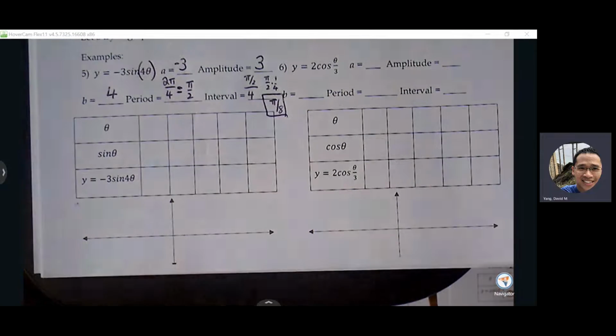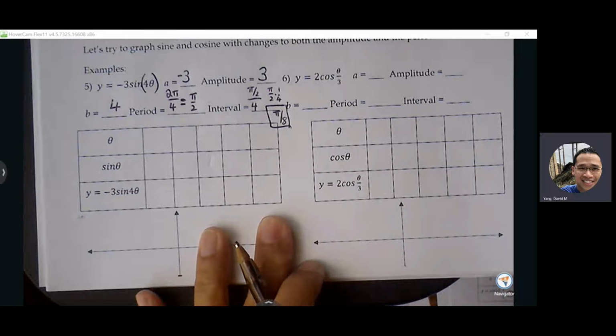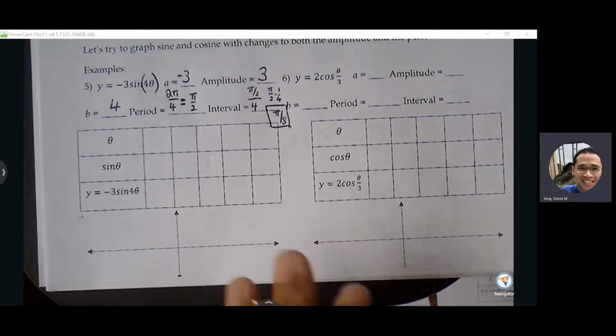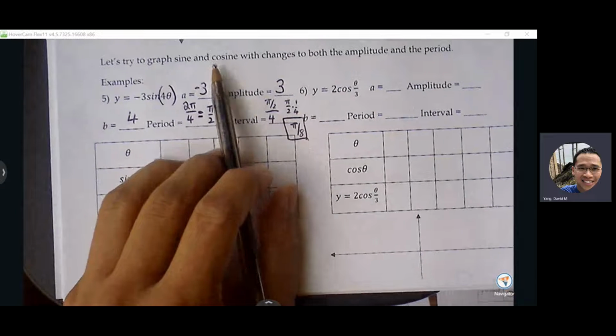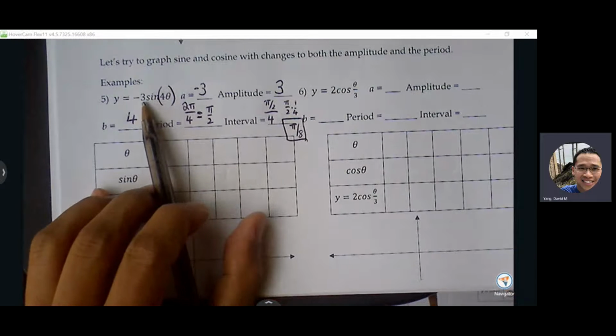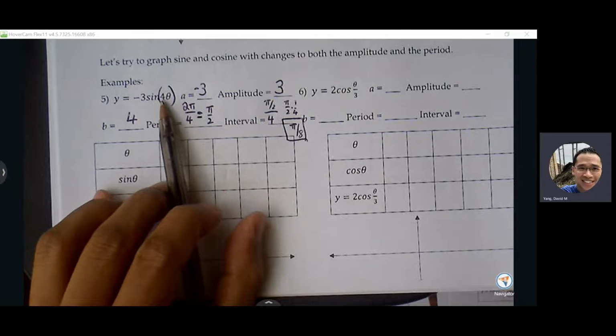For this, are we going to be able to use calculators? No calculators, but the numbers should be relatively easy to do. Yes, explain. Oh, we got B. Okay, so the a value is the number in front of the sine, and the b value is the number in front of the theta.